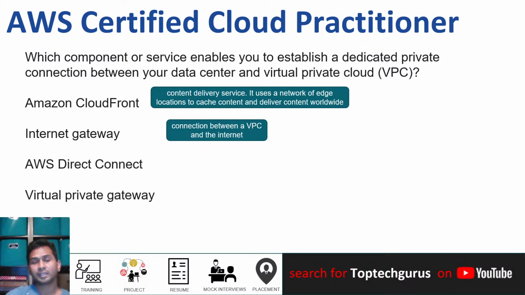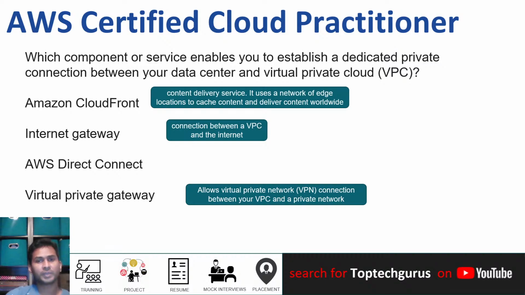Virtual private gateway is where a corporate network gets connection to your VPC network. So it allows a VPN connection between your VPC network and your private network. This one goes through the internet, but it goes through a VPN tunnel, which is completely encrypted. But Direct Connect is much more secure than VPN, and is much faster. It's a dedicated private connection.